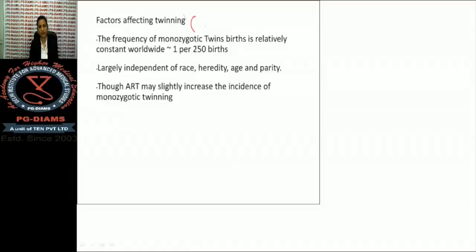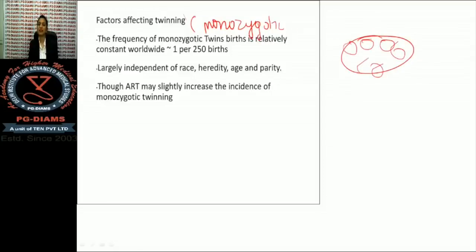factors affecting monozygotic twinning. If you come to monozygotic twinning, it is a simple chance factor. There was an embryo which somehow got divided into 2 parts and then twins started developing. So it is rather a chance factor and it is not dependent on any risk factors. That said, there is one more thing.